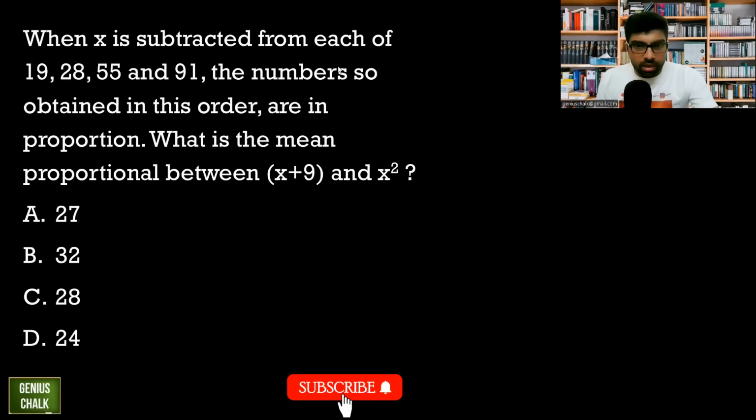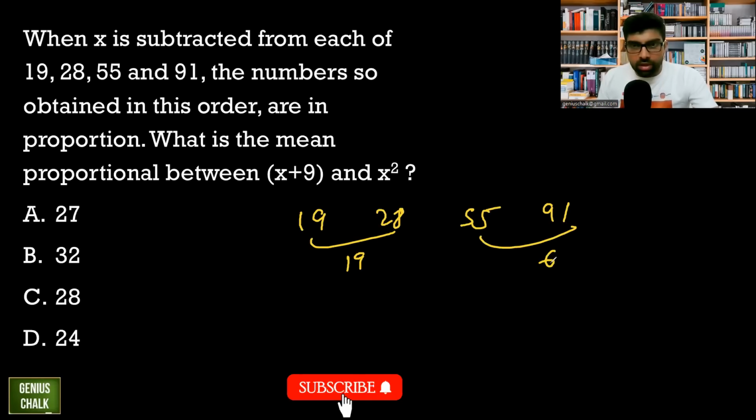Next one, when X is subtracted from each of these, fine. Let's do it. Same way, 19, 28, 28. Acha, these are 4 numbers, so there is no need to worry. They are not in continuous proportion. So 55, 91. What is the difference? 18 minus 9, 9. It is 1. Next, 11 minus 5, 6. It's 36. 18 minus, acha, it is 9 only. Okay. So what is the difference? 9 and 36. So what is the ratio? 1:4. Multiply this by 4, this by 1.